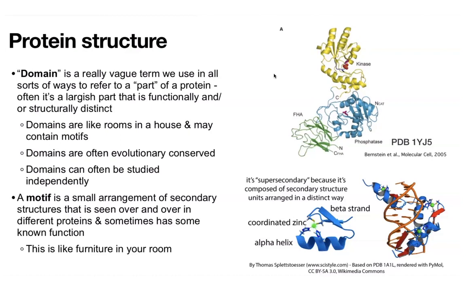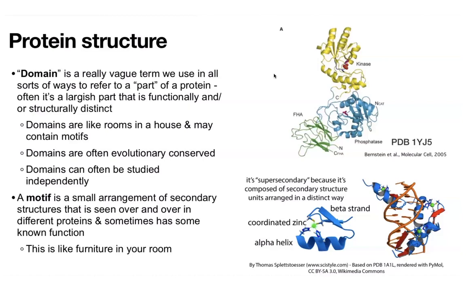You can still talk about different functional domains. Within domains, we often find motifs, and motifs can be found even if we don't have a domain, and we could have a domain within a domain. It's a really loosey-goosey term, but a motif is typically a small arrangement of secondary structures that's seen over and over again in different proteins, and sometimes has some known function. So this is like our furniture in our room, and you'll find them in a lot of places, just like you'll find a chair in a lot of different houses and a lot of different rooms.